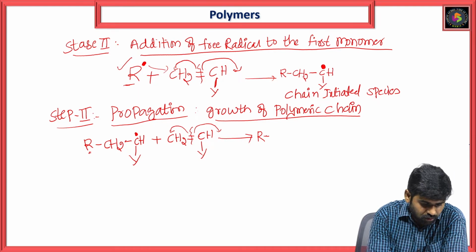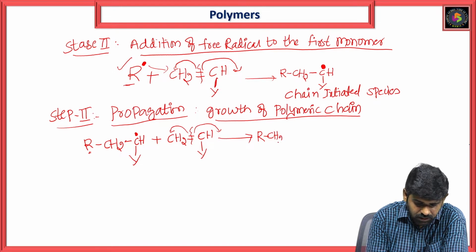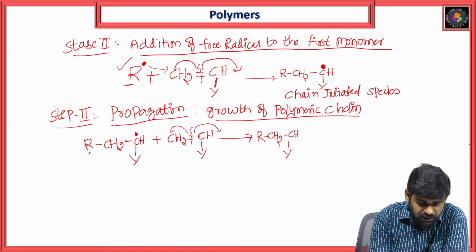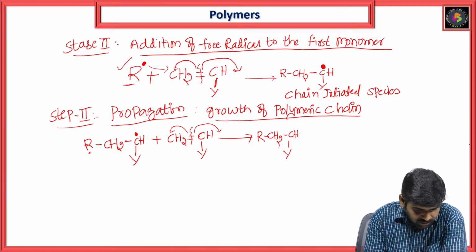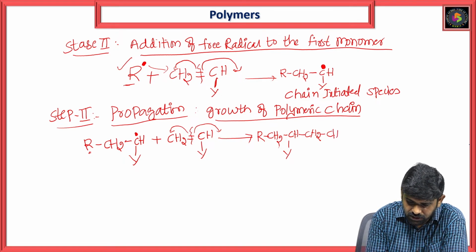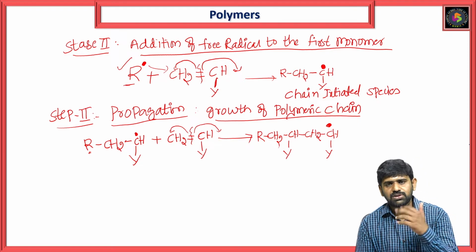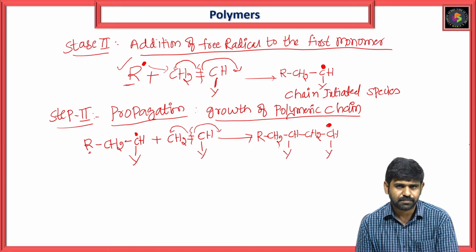Next, R followed by CH2. Next, CHY, right? Bond between CH and CH2. So what should I write here? CH. Next bond CH2, single bond CH2. Next single bond CHY, free radical or chain initiated species.